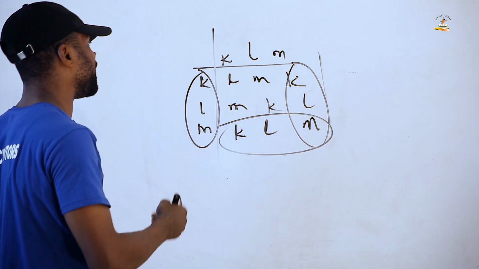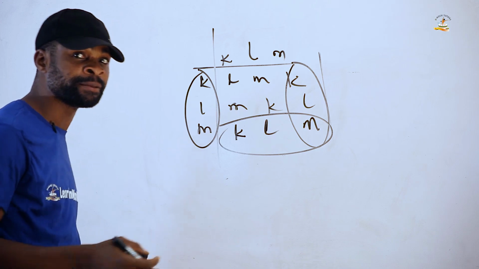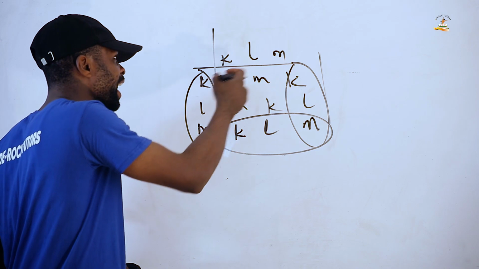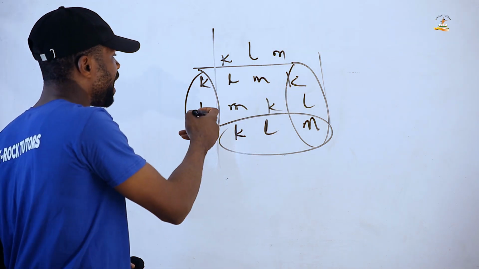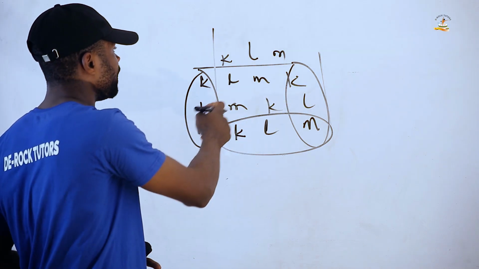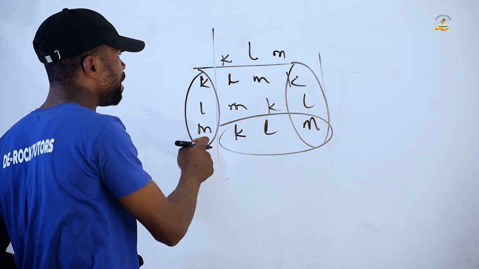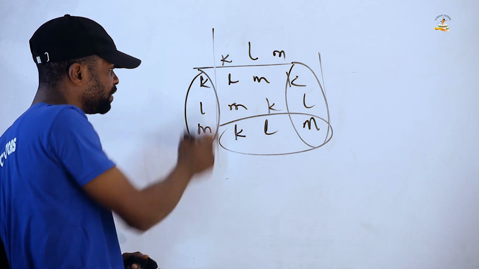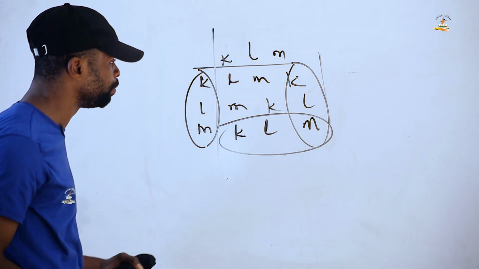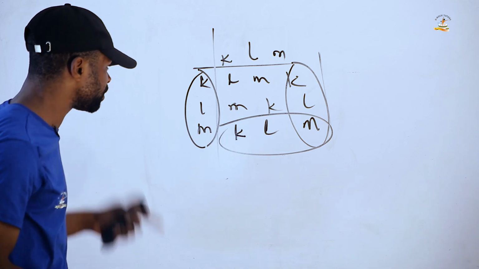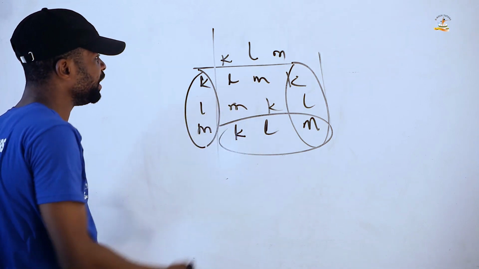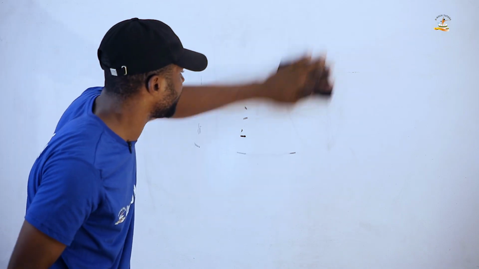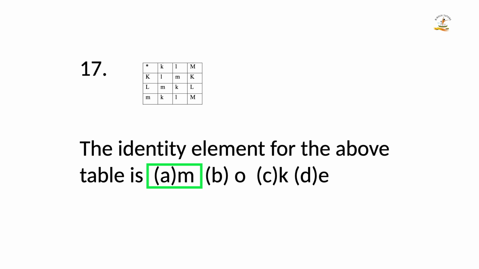So when you want to find the identity element, apart from verifying from the definition, because if I operate K and M, I'm going to have K. If I have L and M, I will have L. M and M, I will still have M, meaning that M does not change the values of these other variables and even the variable of itself. So we conclude here that the identity element under this operation is M, and that is in option A.